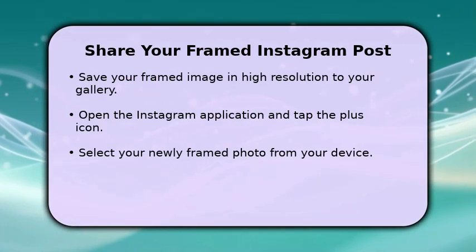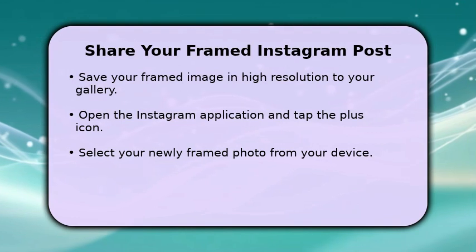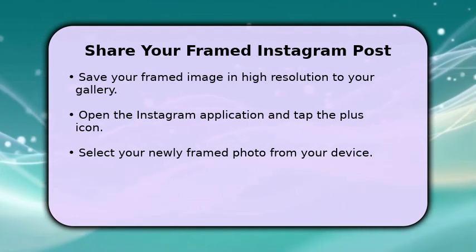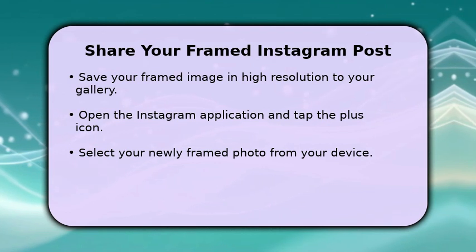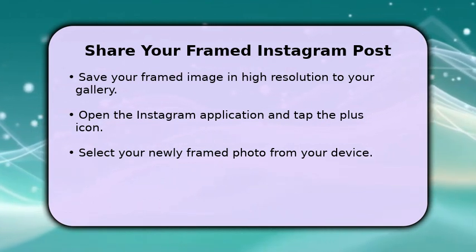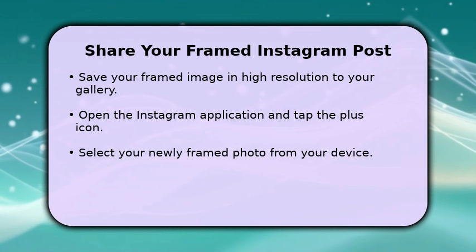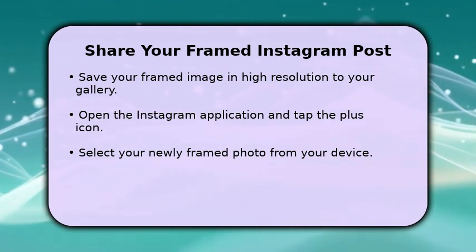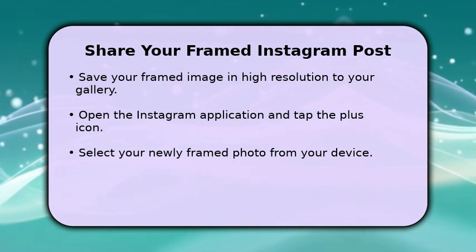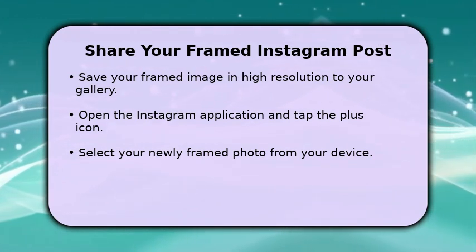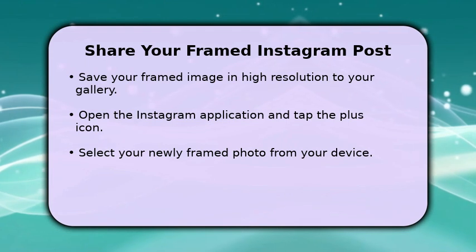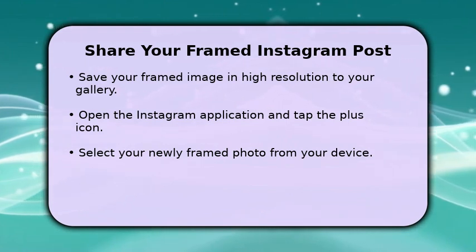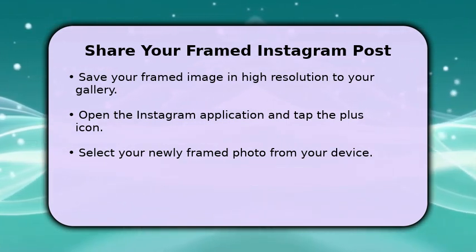Once your frame is perfectly applied, save the edited image to your device's photo gallery, ensuring it is in high resolution. Next, open the Instagram application and tap the plus icon to create a new post. Select your beautifully framed photo from your gallery. You can then add your desired caption, relevant hashtags, and any other Instagram features before sharing your unique and visually appealing post with your followers.